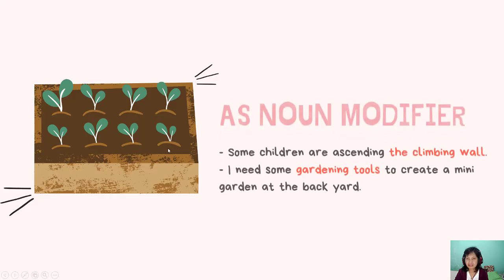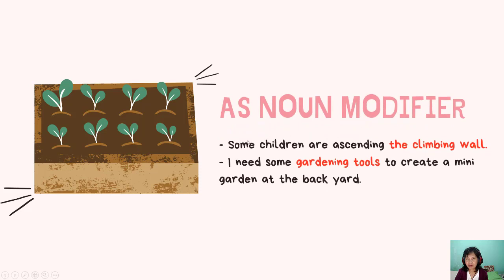The next is as noun modifier and compound noun. Some children are ascending the climbing wall. Climbing wall: this is a noun modifier, functioning as an adjective actually, to explain the wall. The wall for climbing. I need some gardening tools to create a mini garden at the backyard. The tools for gardening.